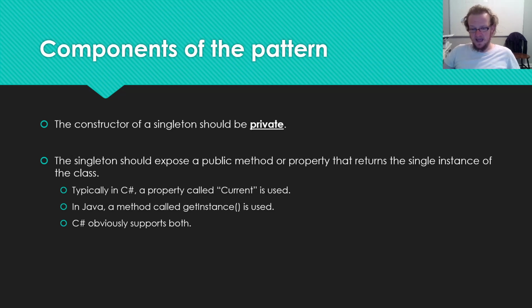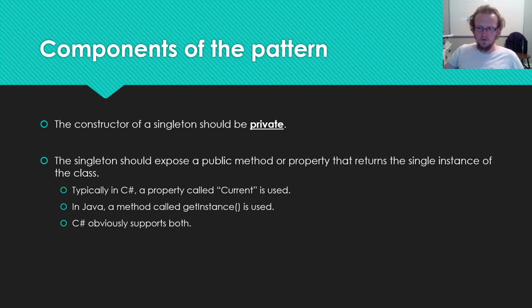And the other half of this is that the singleton has to either expose a public method or a property of some kind that actually returns the instance of the class that you care about. In C# land, properties make the most sense, and you will see properties almost exclusively used for this purpose in C#. Typically, that property is called current or instance, but you could name it whatever you want. In Java or a Java-like language, typically you have a method called getInstance or something of that general nature, and we'll look at examples of both of those in the code.